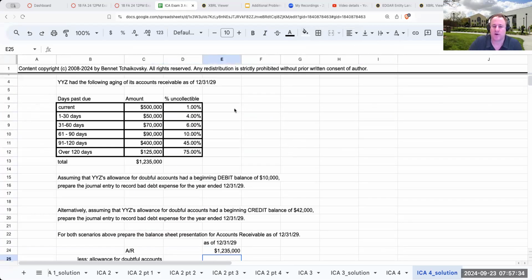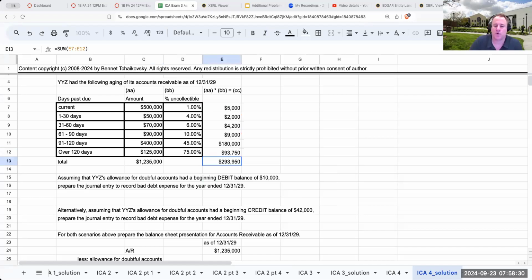As I look at this, what amount should be in my allowance? When we're doing an aging of accounts receivable, what does that mean? It means we are separating our receivables as current, meaning not past due, 1 to 30 days past due, 31 to 60 days, 61 to 90, 91 to 120, and over 120. These are management estimates of what they can collect. They've made a credit sale, which is where the accounts receivable comes from, but sometimes these may not be collectible. So if I take the amount times the percentage that is uncollectible, I get 5,000, 2,000, 4,200, 9,000, and then 93,750.